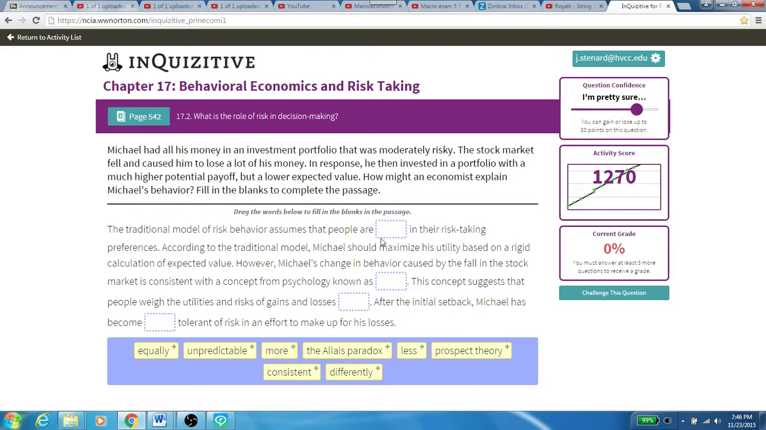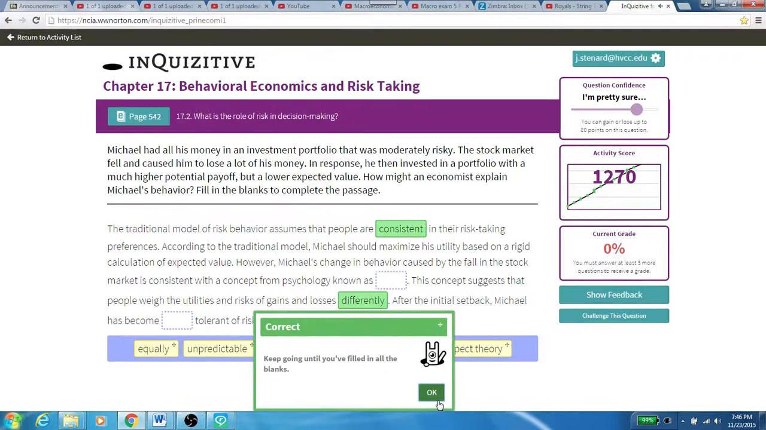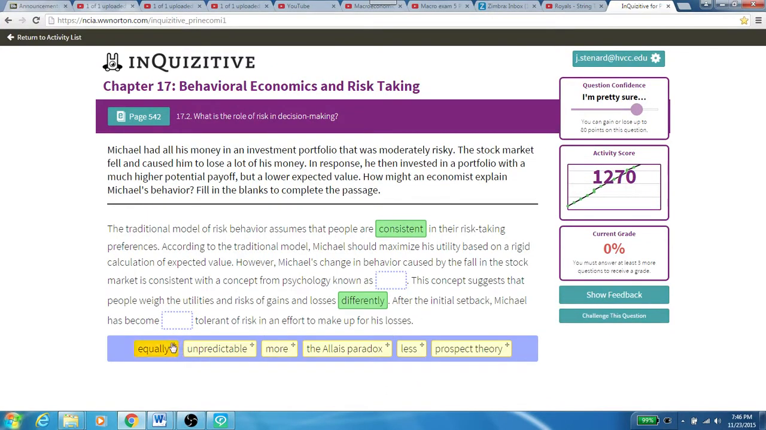Traditional model of risk behavior assumes that people are rational in their decisions and consistent in their risk-taking preferences. According to the traditional model, Michael should maximize utility based on a rigid calculation of expected value. However, Michael's change in behavior caused by the fall in the stock market is consistent with the concept from psychology known as prospect theory, possibly. This concept suggests that people weigh the utilities and risks of gains and losses differently. After the initial setback, Michael has become more tolerant of risk in an effort to make up for his losses.